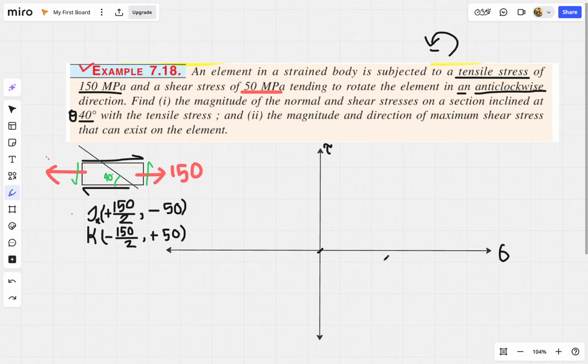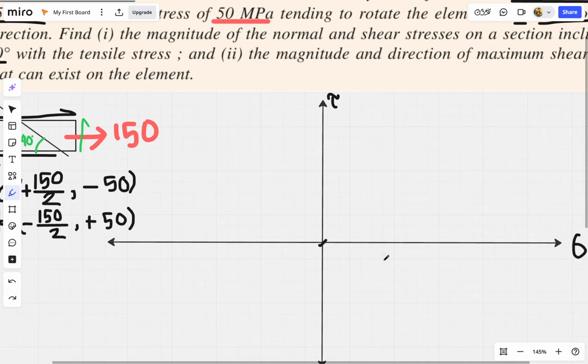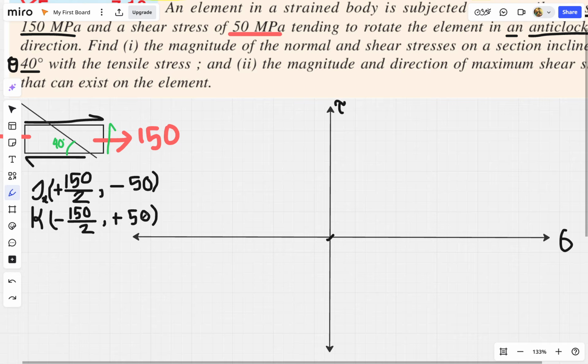Okay, so after doing that, we will plot these two values over here. So j is plus 75, minus 50. And for k it will be minus 75 and plus 50.